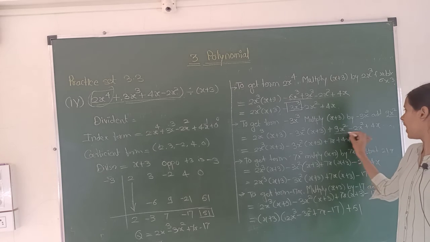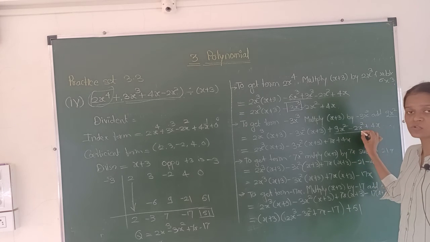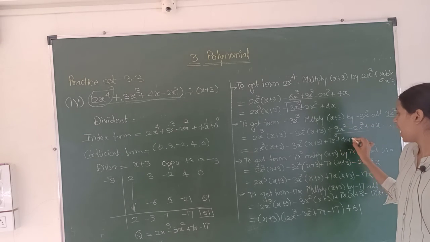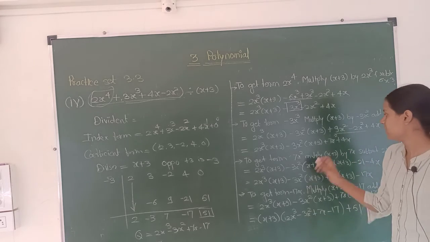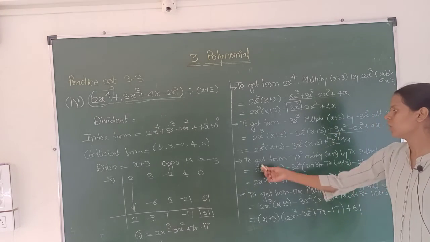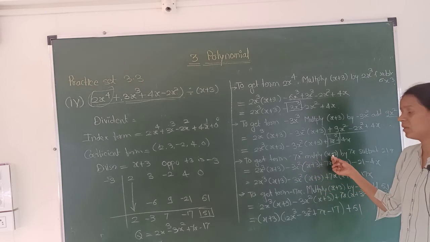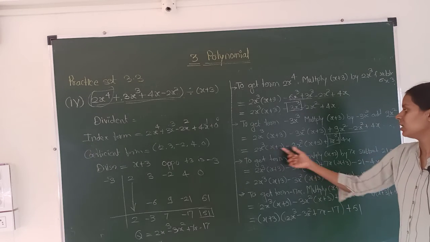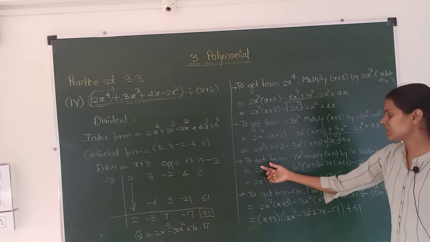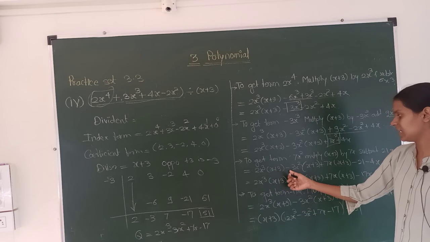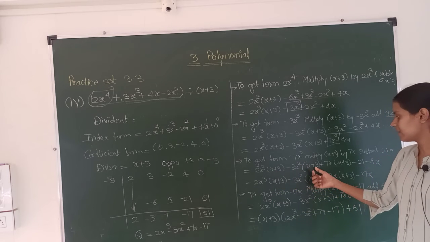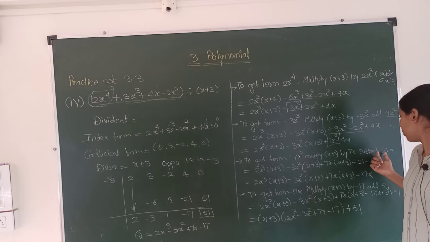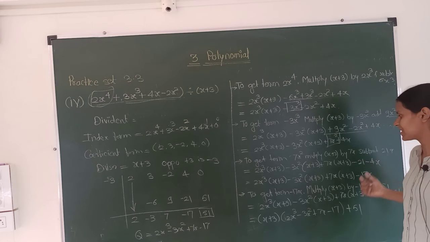See, this 9x^2 minus 2x^2, 9 minus 2 is 7. So here is 7x^2 and 4x as it is. Now the term is 7x^2. To get the term 7x^2, we will multiply (x + 3) by 7x, and we will subtract 21x. We will copy these two terms as they are: 2x^3 into (x + 3), minus 3x^2 into (x + 3), plus 7x into (x + 3), minus 21x, and this 4x as it is.